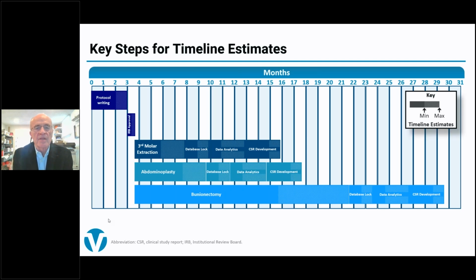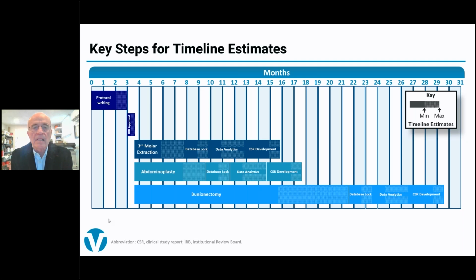I just wanted to give you a sense of the timeline estimates, and of course there are a lot of variables that go into this, and this is in no way fixed. But you've got to consider the protocol writing. Usually, I think of about 3 months. You've got IRB, and if it's a central IRB, usually you can do those in 2 weeks, sometimes less, sometimes more. But if it's a third molar extraction, those are rapid enrollment, as I have already alluded to, the data analysis, the CSR development. You can get that done in maybe 15, 16 months.